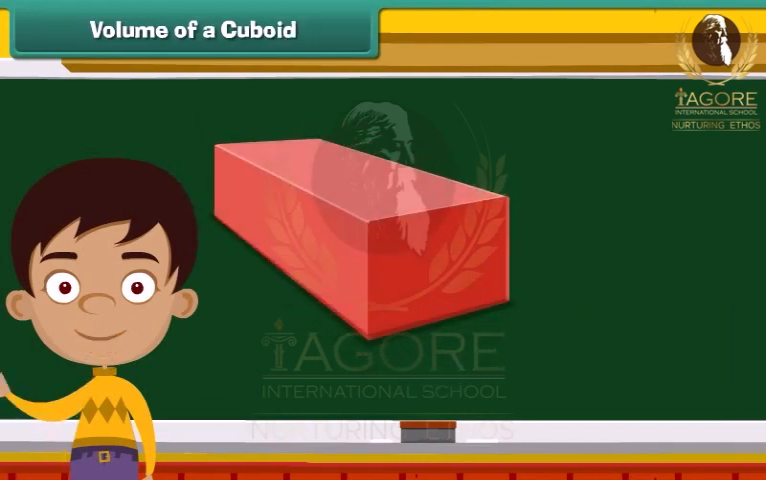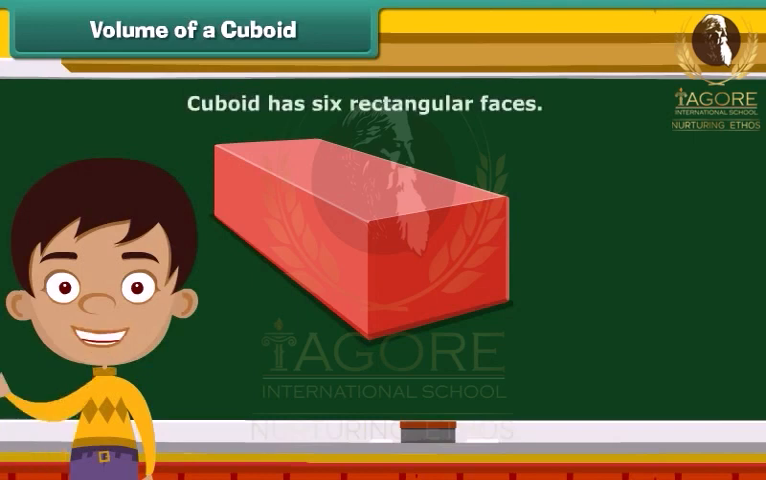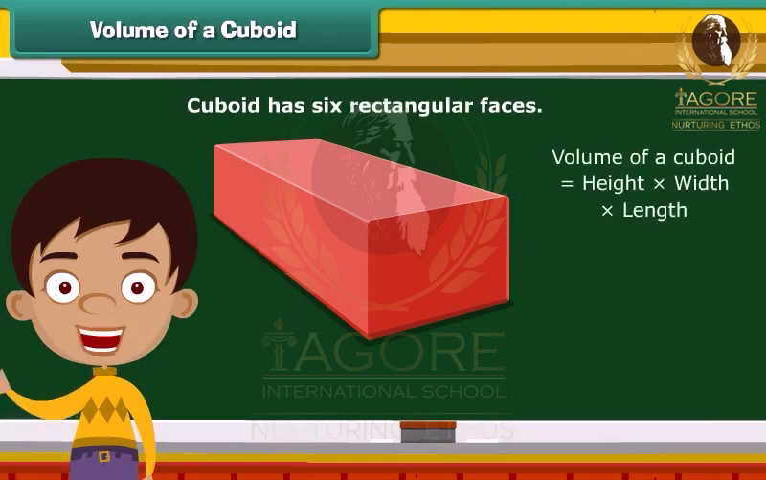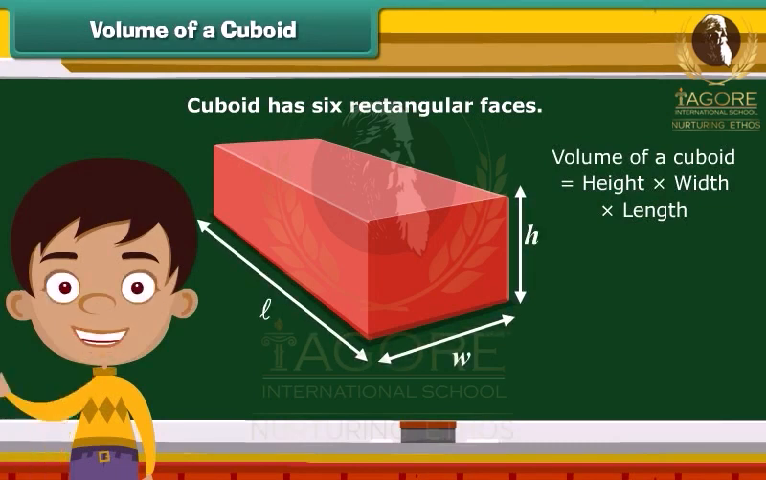Look at this closed box. This is a cuboid which has 6 rectangular faces. Its volume is calculated as height times width times length, or simply volume equals H × W × L.